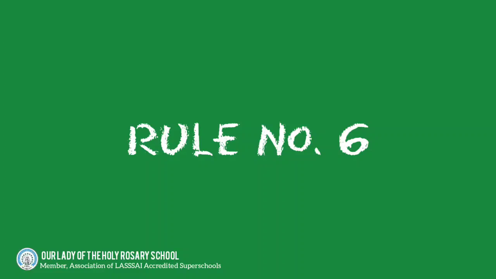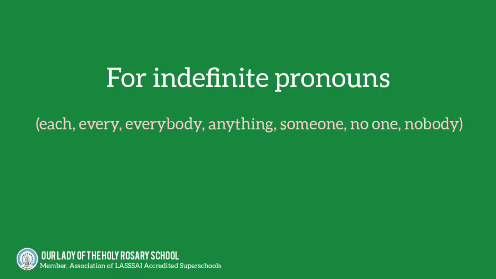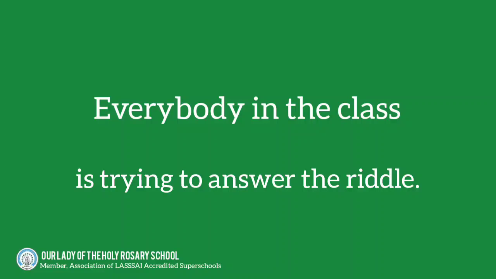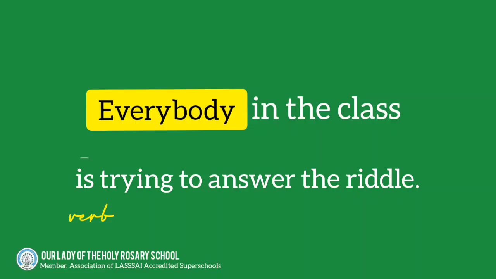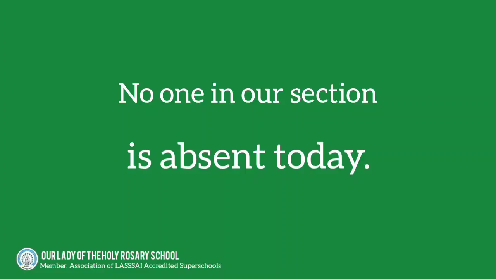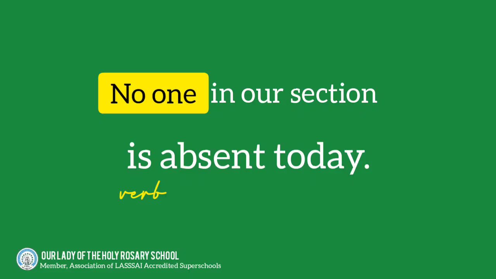Notice that the verb is in the plural form just like the subject. Rule number 6. For indefinite pronouns such as each, every, everybody, anything, someone, no one or nobody, a singular verb is used. For example, everybody in the class is trying to answer the riddle. The indefinite pronoun is everybody, therefore, the verb is in the singular form. Another one. No one in our section is absent today. No one is a pronoun in the singular form, therefore, the verb is also singular.